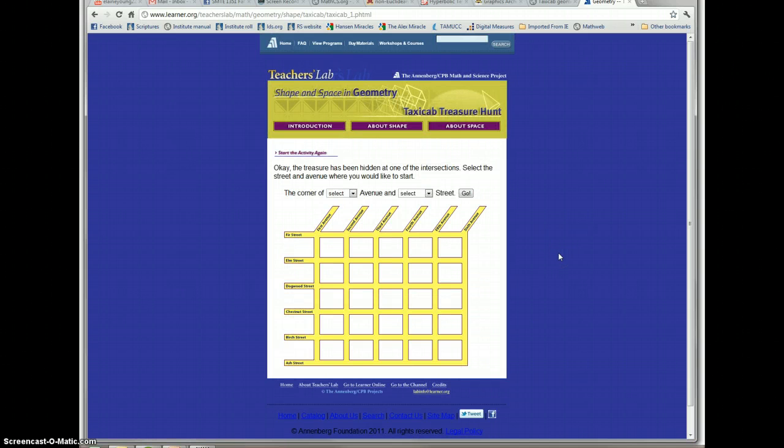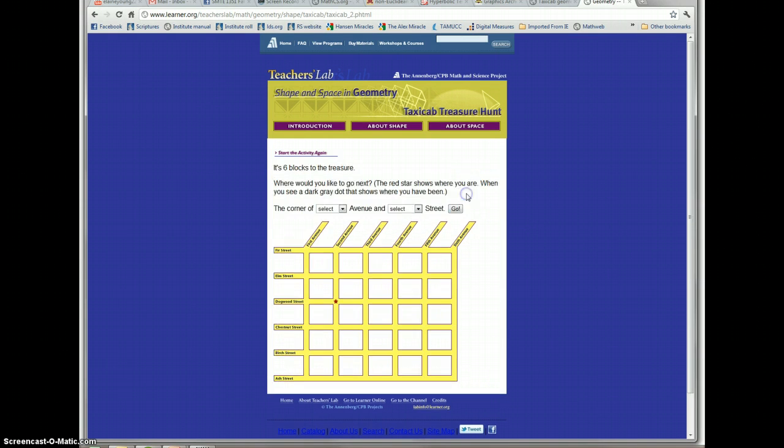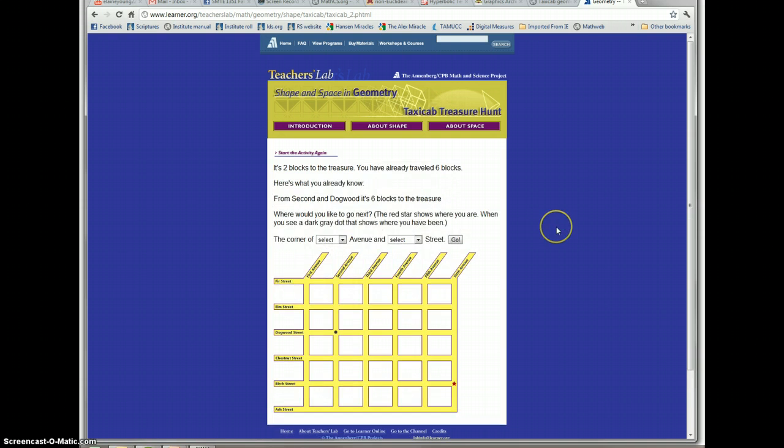Here's the interactive one. Now the treasure has been hidden, and we need to select a corner. So let's say it's going to be at the corner of 2nd and Dogwood. How's our guess? Well, it's 6 blocks to our treasure. So what do you want to do next? The red star shows where we chose, and we can figure out what is 6 blocks away. So let's see, if we go over 4 and down 2, we could guess Birch and 6th. Let's try that. 6th Street and Birch. It's 2 blocks to the treasure.